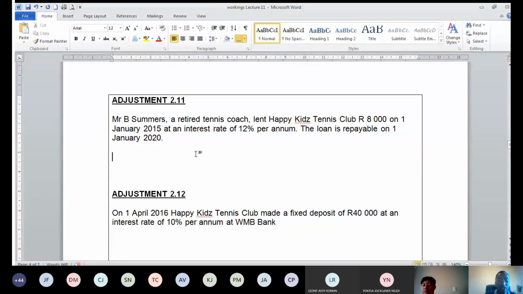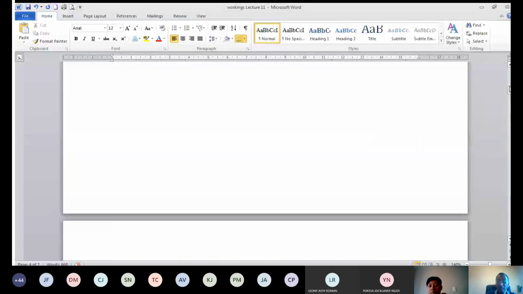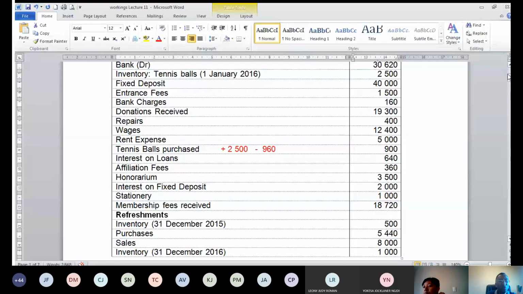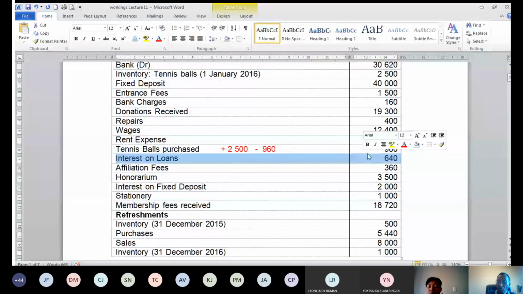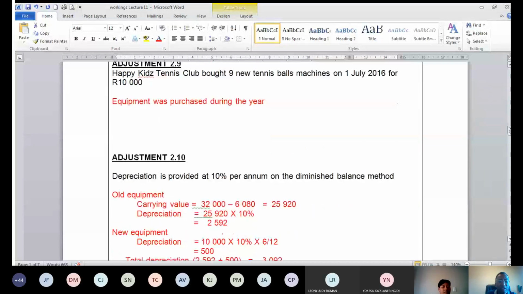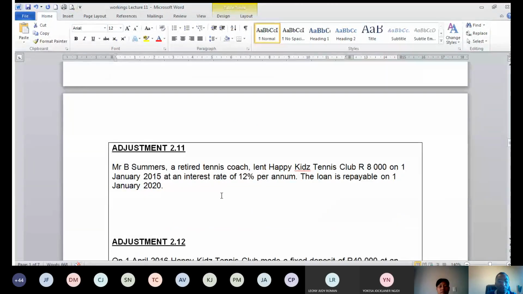Your interest on loan for the year, and if you go to your list of accounts, you will see that there is a loan account of 8,000 Rand. And also in your list of accounts, you will see there's an account called interest on loan, 640 Rand. This means that we have paid already 640 Rand in interest on the loans. So go back to your adjustment now. And let us now do our calculation.